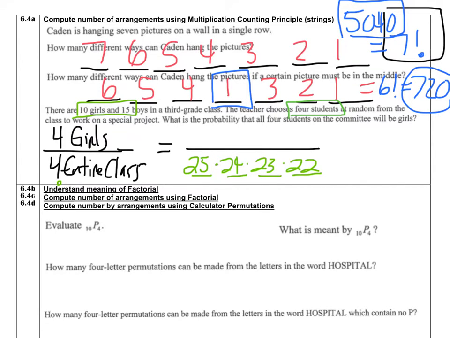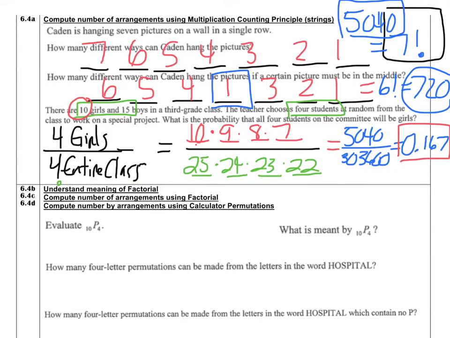Then on the top, we're going to pick the 4 girls. Now because we need to have girls on the top, there's only 10 choices for the first space because there's 10 girls in total. So if you pick 1 girl, she can no longer be picked. We're down to 9 girls, 8 girls, and 7 girls. If you multiply this fraction through, you will get 5,040 on the top and 303,600 on the bottom, which simplifies down to about 16.17% chance that on the committee, if you choose randomly from the class, there will be exactly 4 girls.